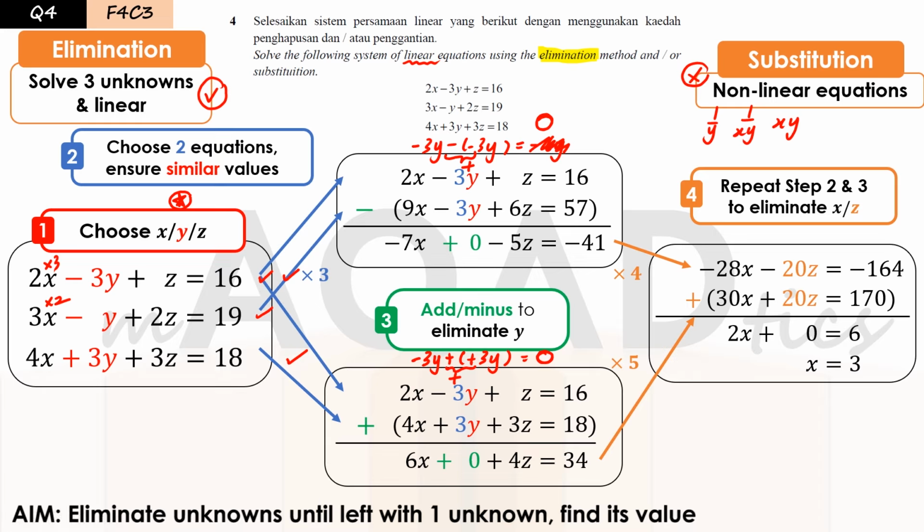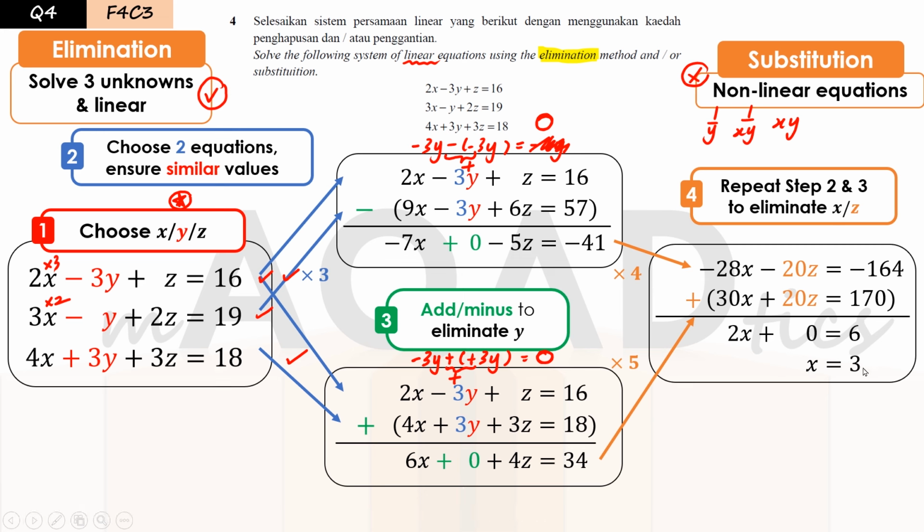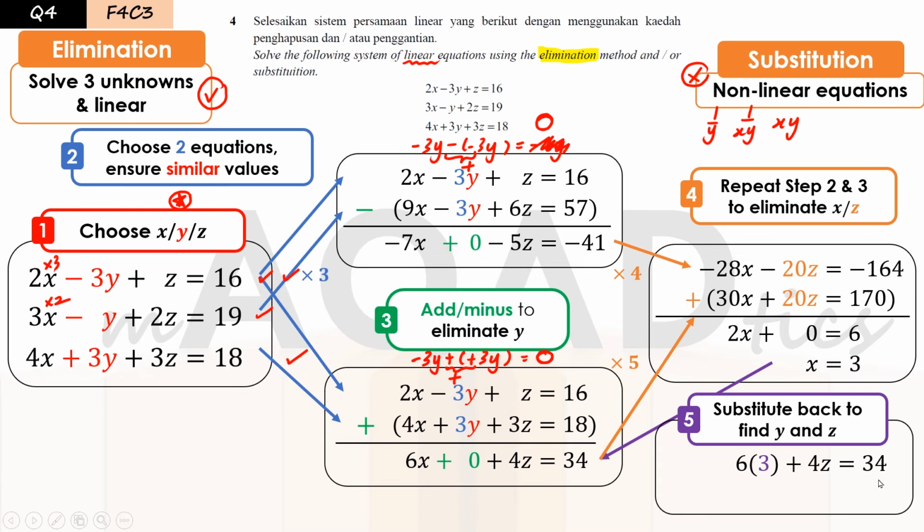So we have achieved the aim of the elimination method, which is to eliminate the unknowns one by one until we are left with one unknown, which is x, and we find the answer of that unknown, which is 3. So now let's go to the fifth step. Let us use back the equations that we have to find back the value of y and z. For finding out the value of z, I'm going to substitute x equals to 3 inside this equation. So we can find out that the value of z is 4.